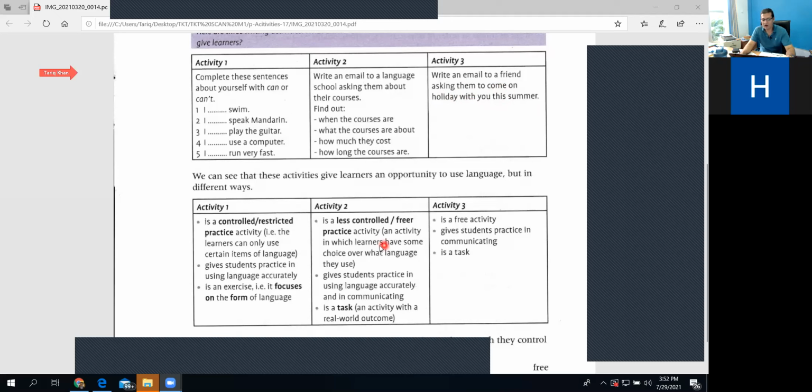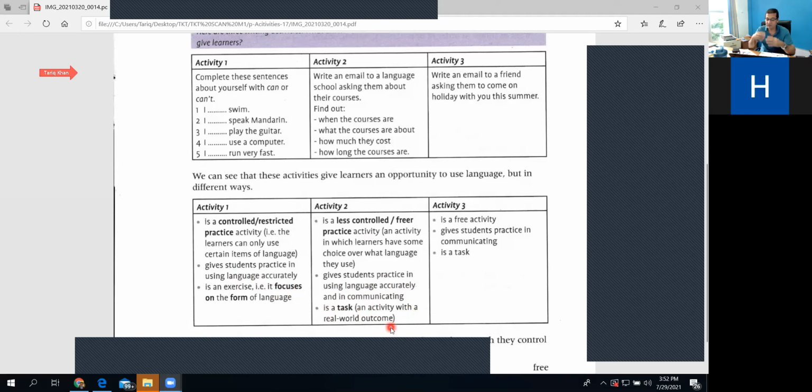So, like you see, activity number 2 is a less controlled or freer practice activity. An activity in which learners have some choice over what language they use. Now the benefit of it is what? It gives students practice in using language accurately. And the same one is here also, gives students practice in using language accurately. So here also language accuracy is there because they have restricted you somewhat. It is a task, an activity with a real world outcome.